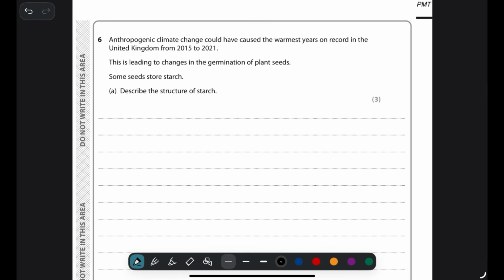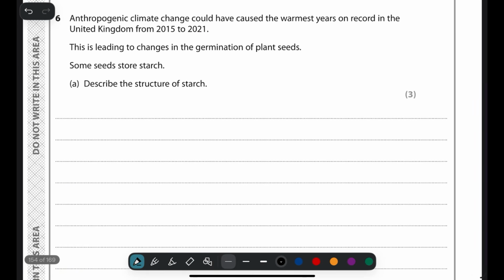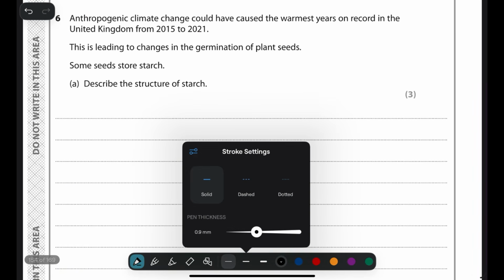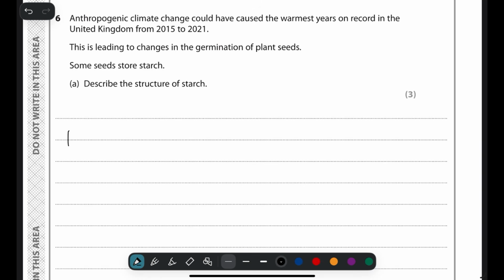So in terms of structure of starch, what we really want to say is it's a polysaccharide, right? Polysaccharide of what? So it's a polymer of alpha glucose. That's the first thing to mention. Now, what else do we want to say? Starch specifically is made up of two, right? You should know amylose and amylopectin.